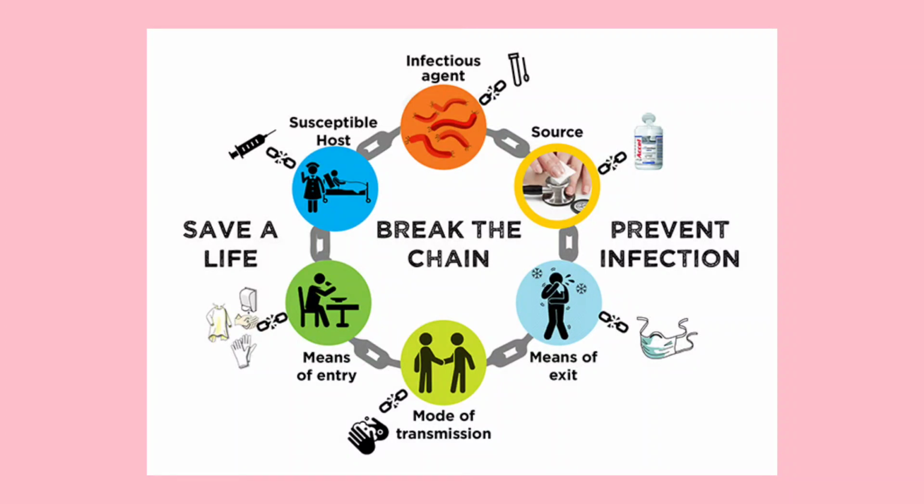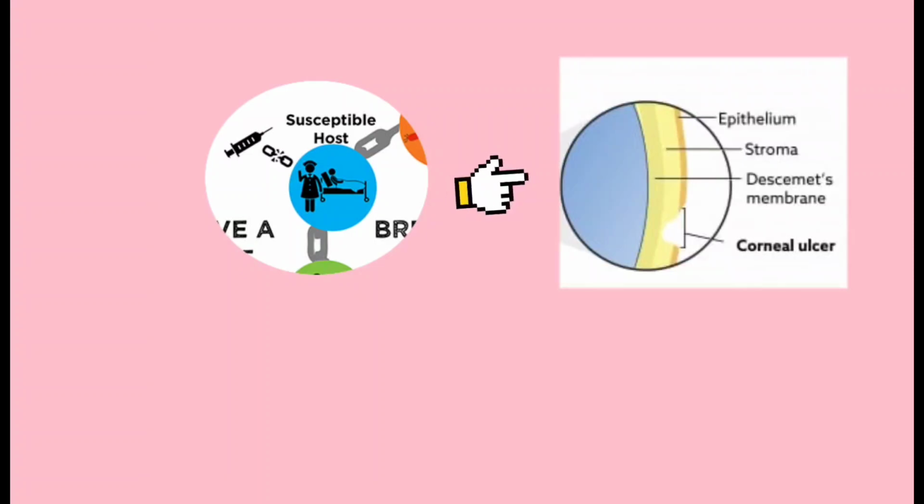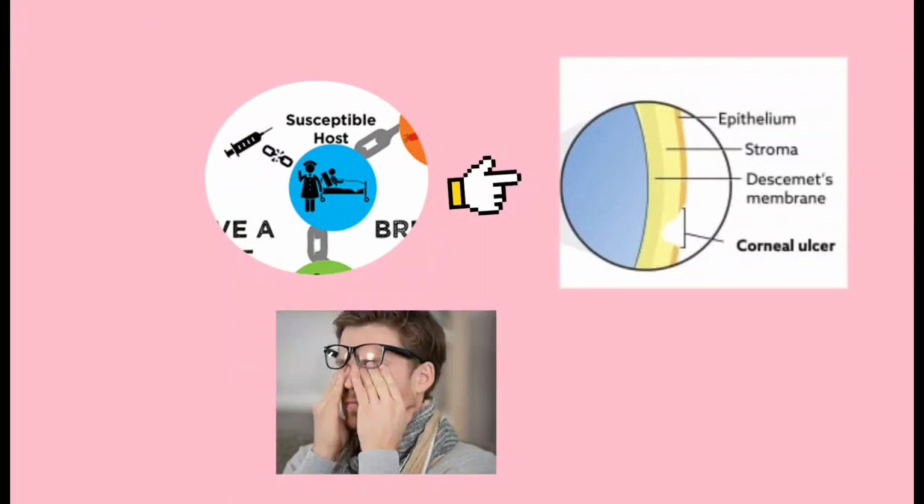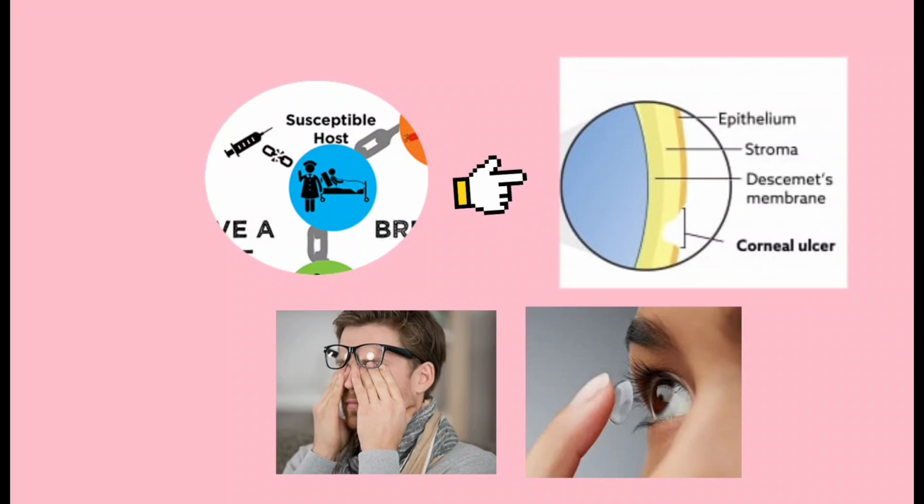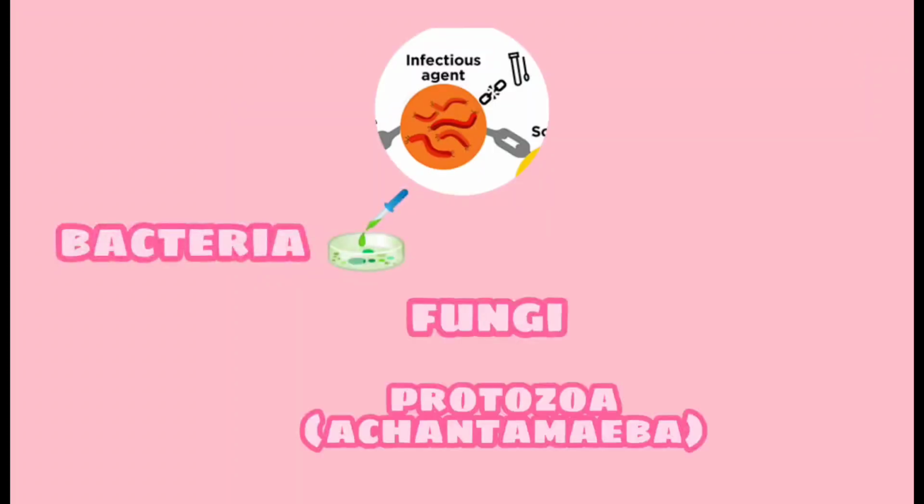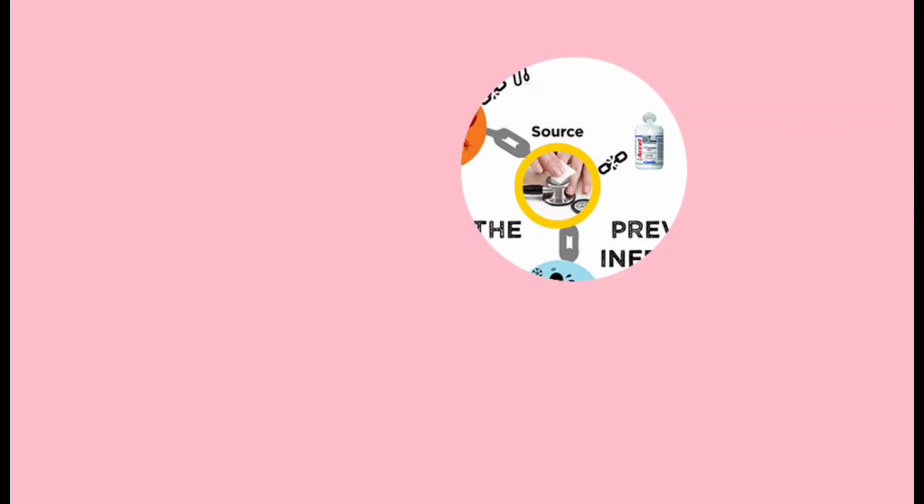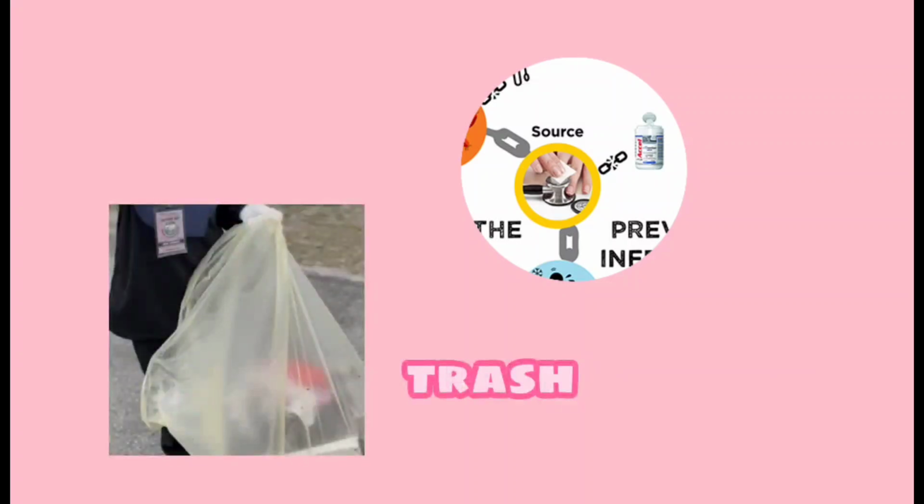Okay, let me explain to you guys about the 6 chains of infection. Now I will explain the 6 chains of infection. Firstly is the susceptible host. In this case, it is the patient who gets the sore on the cornea from rubbing the eye or extended wear of contact lenses. Second is the infectious agent. In this case, it is bacteria, fungi, protozoa such as Acanthamoeba, and viruses. Next is the source. Just like previously, it is the trash.